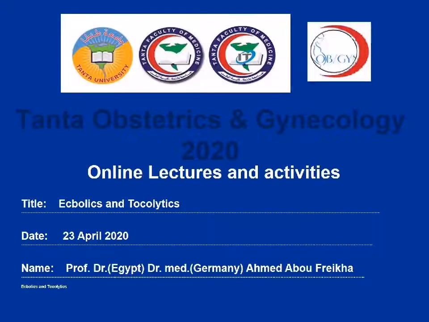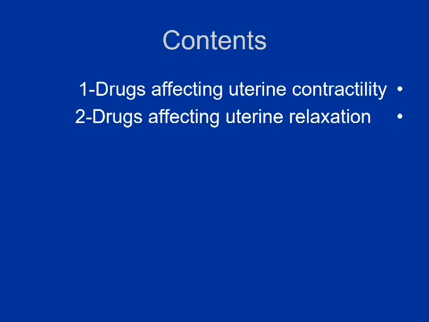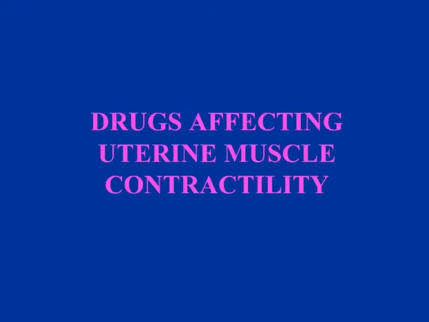And now we came to the second part of our lecture, which is oxytocics and tocolytics. The contents here are drugs affecting uterine contractility, which are oxytocics, and drugs affecting uterine relaxation, which are named tocolytics. First of all, the drugs affecting uterine muscle contractility.